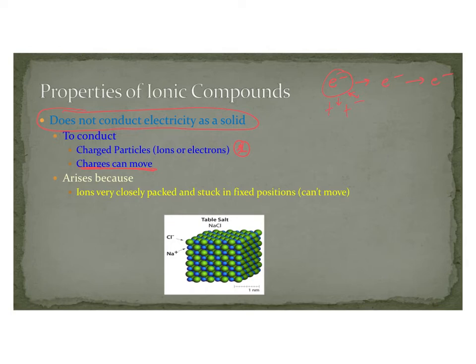Okay? An ionic compound does not conduct electricity as a solid. Why? Well, does it have charged particles? Absolutely it does. It has positive and negative charges in there, so we should be okay there. But how are those particles arranged? Well, they're very closely packed to one another. There isn't space for electrons to be able to move in between those ions. The ions are very closely packed and stuck into fixed positions, so the electrons can't move.